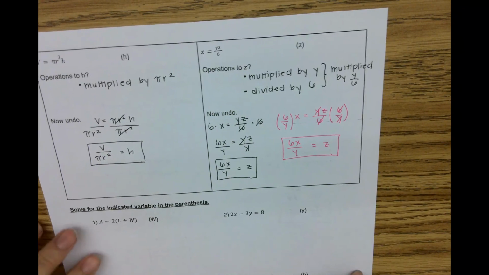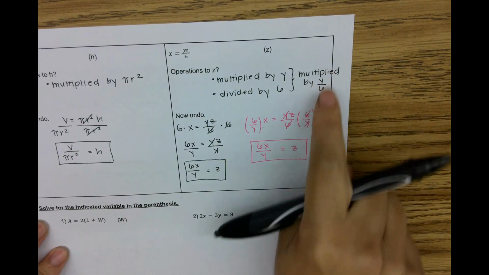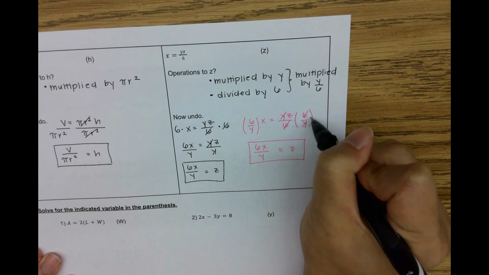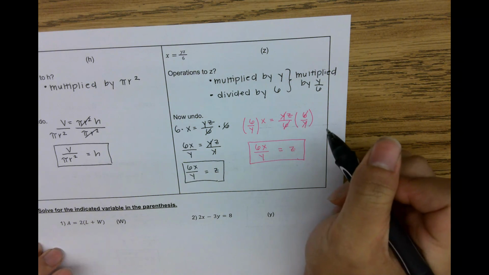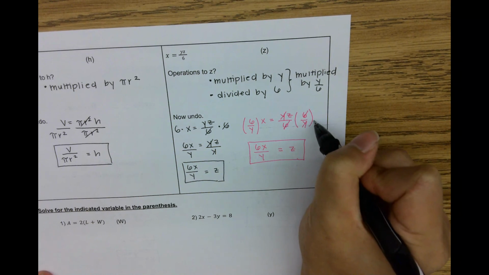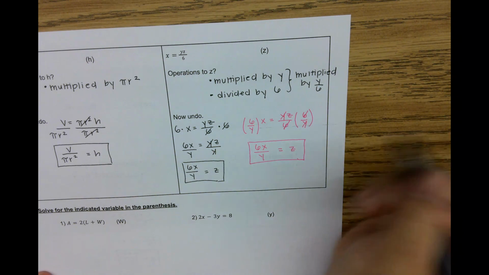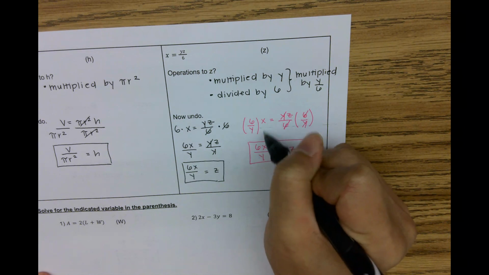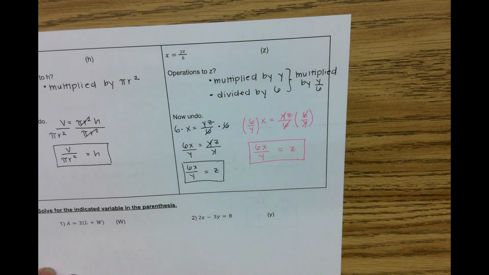Or if you saw it as being multiplied by y over 6, you can get rid of it by multiplying by its reciprocal, right? The same thing as if it was a number. What you do to one side, you do to the other. So 6 times x is 6x. y over 1 times 1 is y. And you get the same thing.